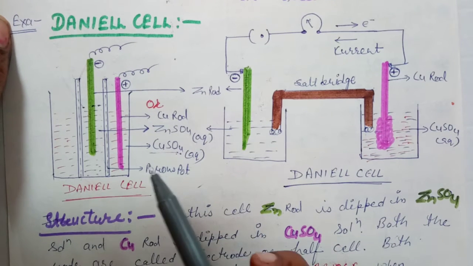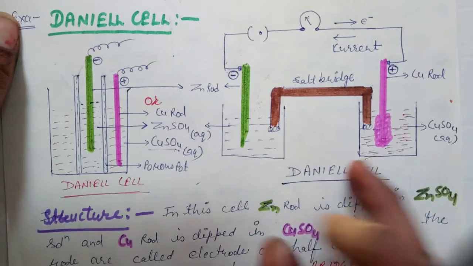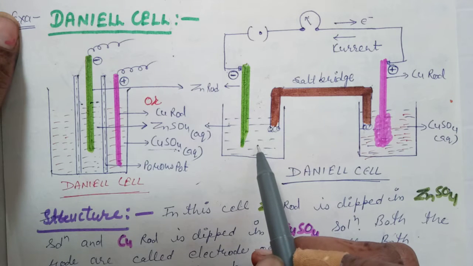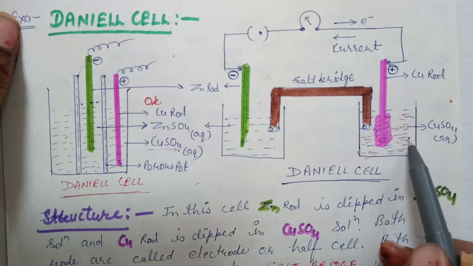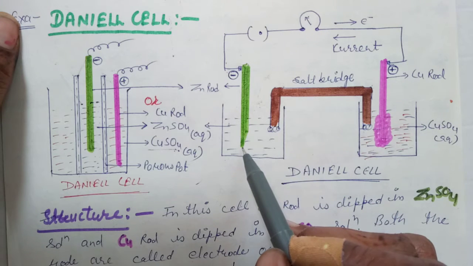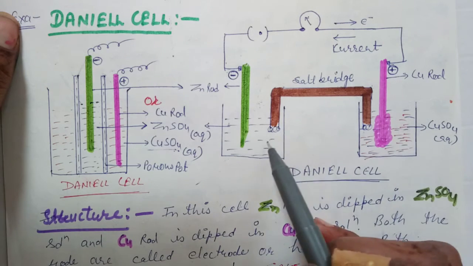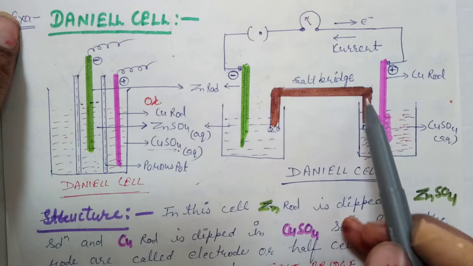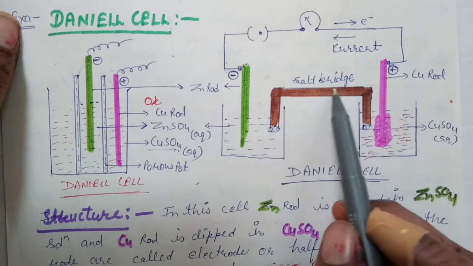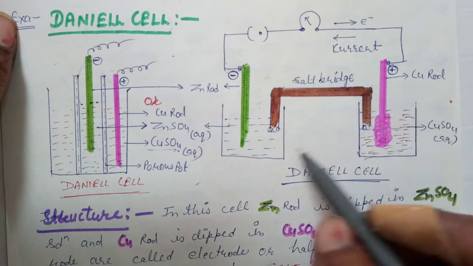Okay, and in the other design of the Daniell cell, two containers are taken. Same thing, both are the same. One container is filled with ZnSO4 solution and the other container is filled with CuSO4 solution. In the ZnSO4 solution, a Zn rod is dipped and in the CuSO4 solution, a Cu rod is dipped. These two containers are attached with a U-shaped tube. This is known as a salt bridge. What is a salt bridge? I will discuss it after the Daniell cell.